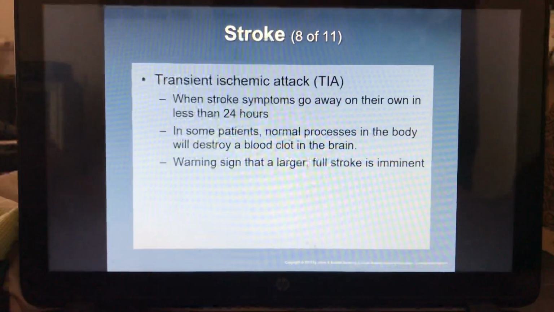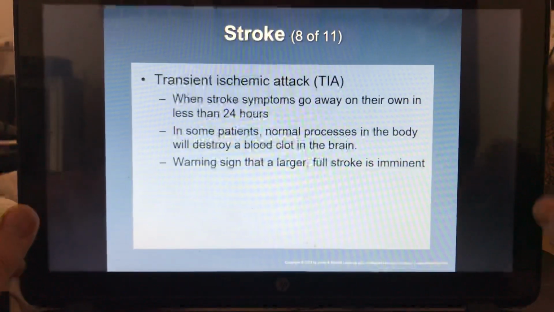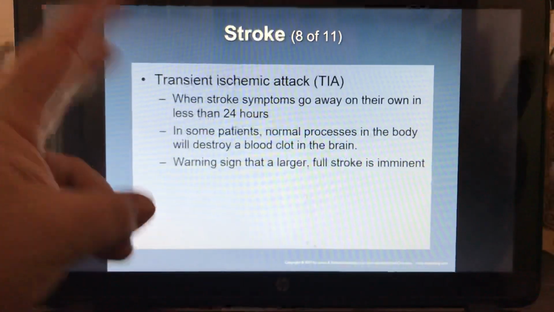It's very odd and very weird, because you will show up on scene and you will have a patient that is having a stroke.